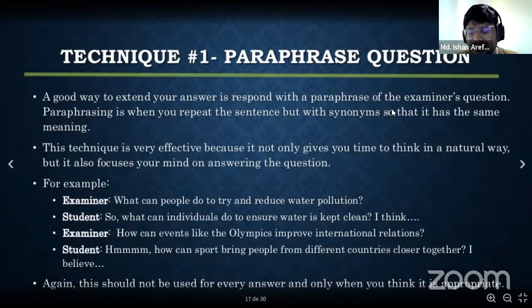So this is not the main suggested measure for answering. The main suggested measure is to answer, give the explanation and give an example or additional information. That's the basic structure of the answer. But if you want to broaden your answer more, you can use one of these techniques, one of which is to paraphrase the question. But it is not a good idea to paraphrase every question asked by the examiner. You can apply this technique once or twice.